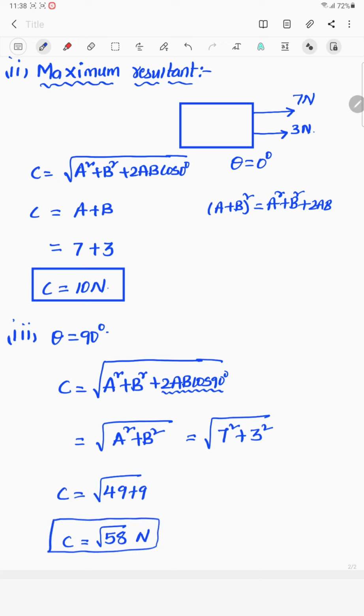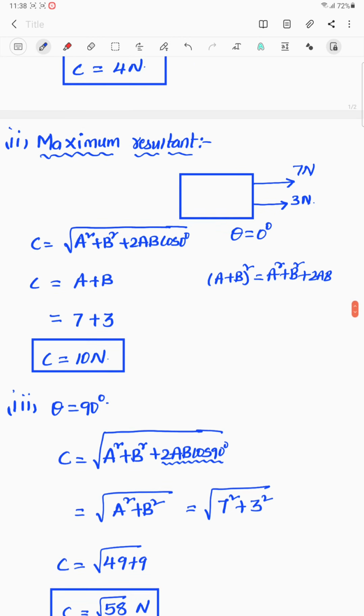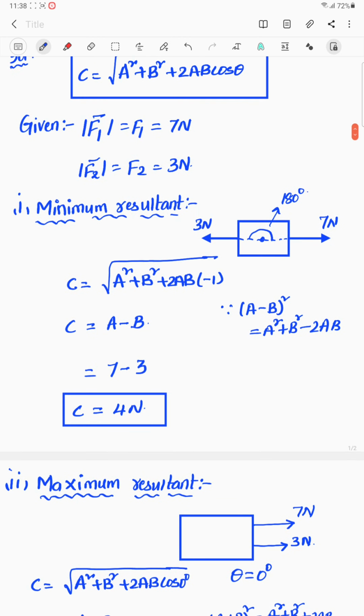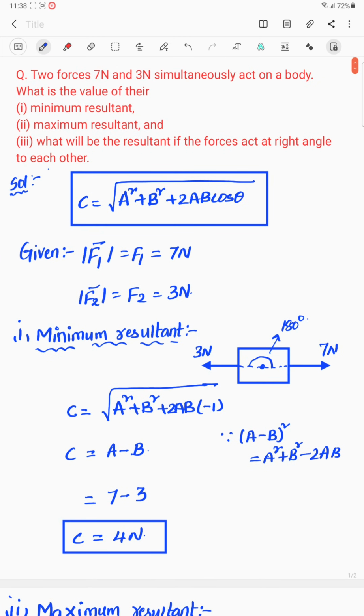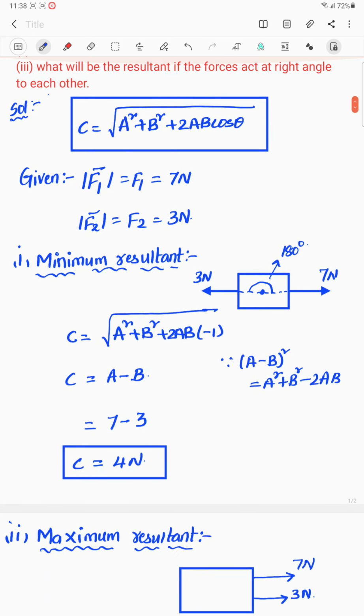Hope you all understood this one. The only important thing is to identify the angle between the two forces whenever they are asking you for the minimum resultant, maximum resultant, or forces acting in some particular direction. Then just substitute in the formula, the parallelogram law of vector addition, for the resultant of two vectors acting at an angle theta. Hope you all understood.